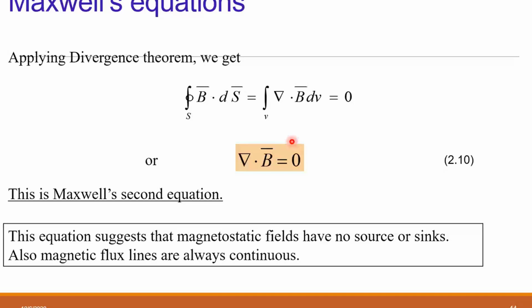Flux lines will diverge in all directions. They go out from the source, but here the magnetic flux lines go out and come back to the same volume. So what we get is del dot B bar is equal to 0. That is the point form of Maxwell's equation derived from Gauss law in magnetostatics.